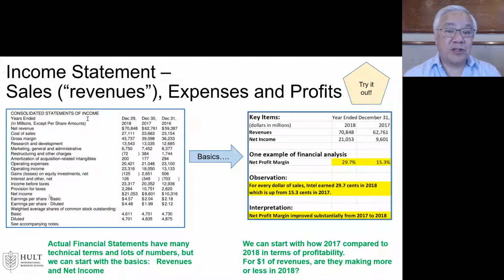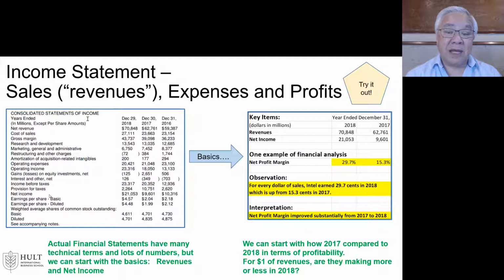Their profit margin, and this is a preview and ratio, if you divide the net income by the revenues, you get a percentage. And this percentage for 2018 is 29.7. Translated, that means for every dollar of sales that Intel has, they earn 29.7 cents, compared to the prior year where they earned 15. So Intel should be proud that in 1 year they almost doubled their profit rate.